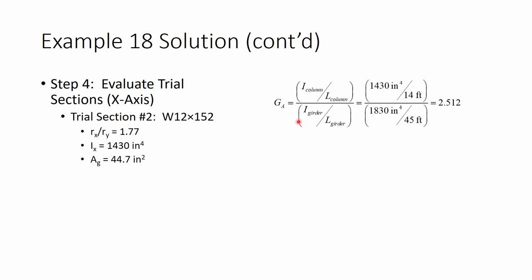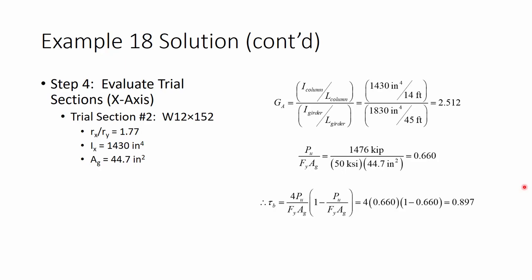Okay, so first step, same as before, we compute a G value. The G value is a little different because the moment of inertia is a little different. It's 1,430 inches to the fourth as opposed to, I think it was something like 1,530 last time. So the G value drops a little bit. The PU over FYAG changes because we have a different gross area. So not only is the tau going to change, we're still going to use the same equation for tau because that fraction, PU over FYAG, is still over 50%. But we're going to go through and chug out tau.